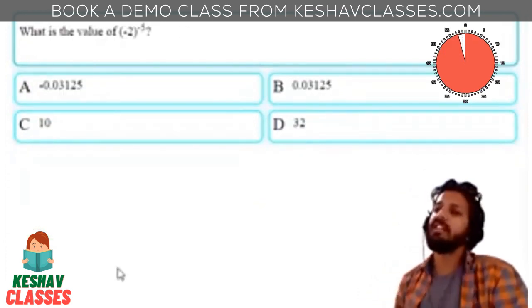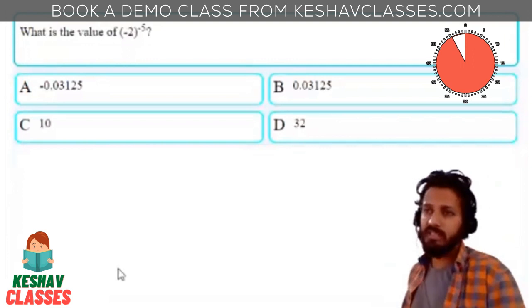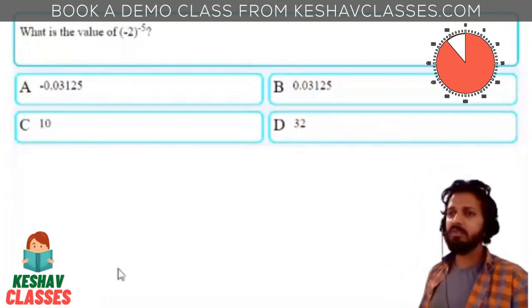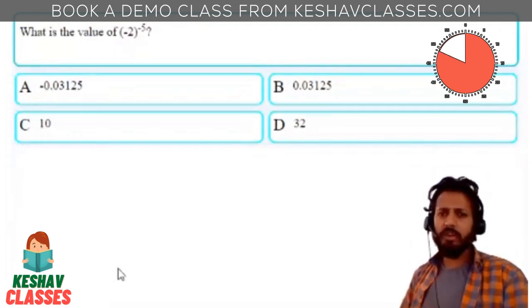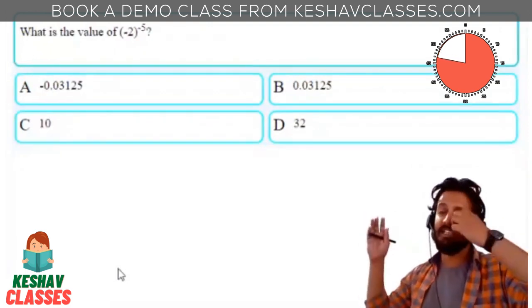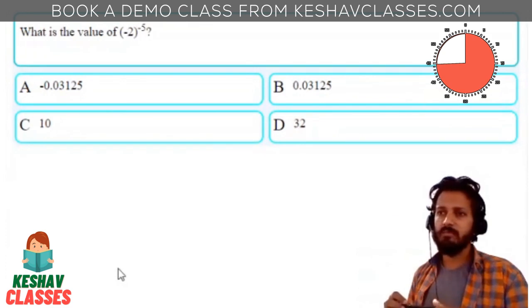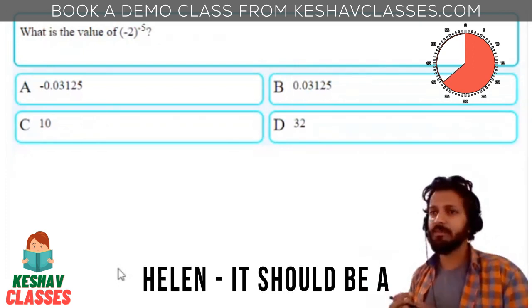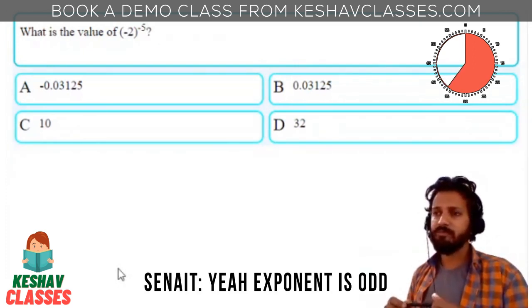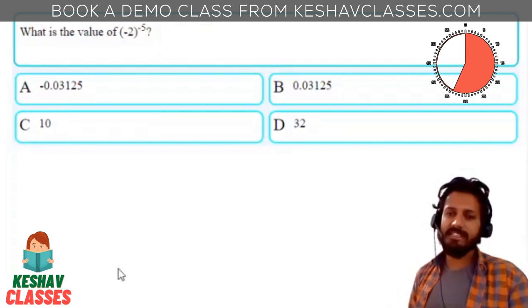And if you really look at the options, you really don't need a calculator in this. This is -2 raised to the power -5. Just try to break down this problem. You will get it in 10 seconds. Just look at the options. It should be A. The exponent is odd, that's why. Yes. Very good, Sanat.